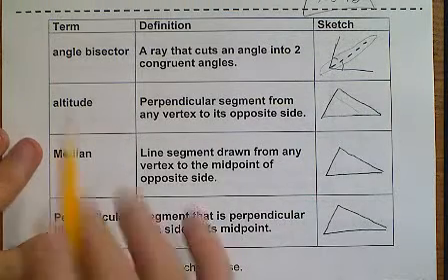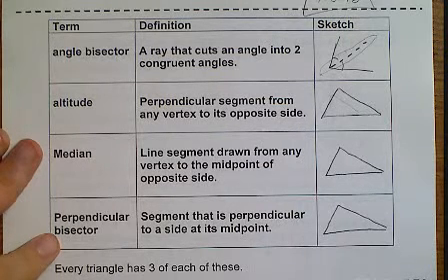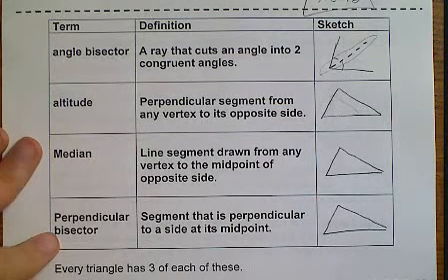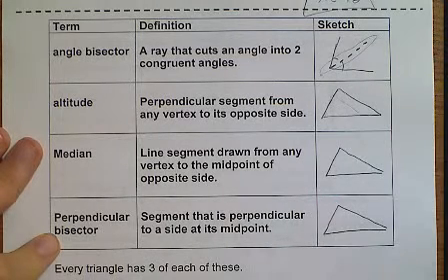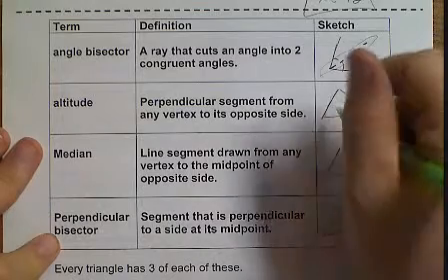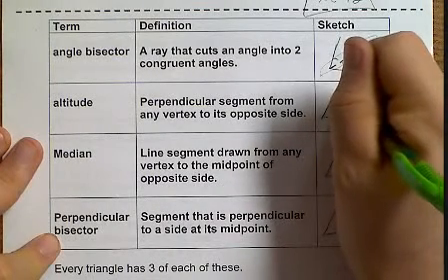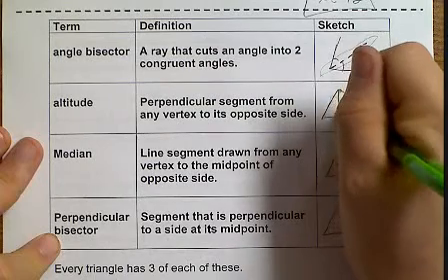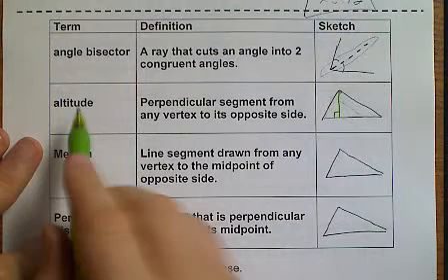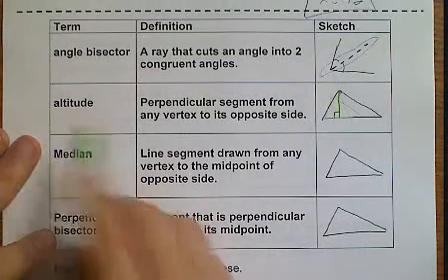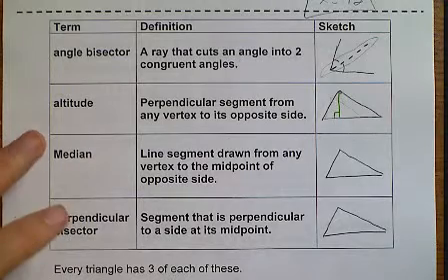Well, now we're talking about an altitude. An altitude is a perpendicular segment from any vertex to its opposite side. I'm actually going to use a pen. I've already got my triangle drawn. If I go from a vertex, hit the opposite side at a right angle, then I have an altitude. This is one altitude.